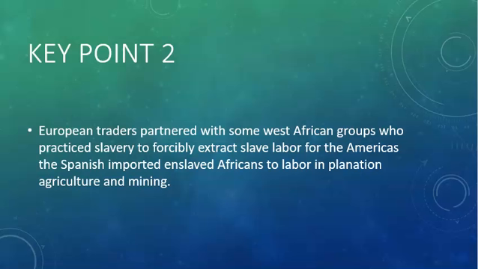Let's go on to key point 2. All right, European traders partnered with some West African groups who practiced slavery to forcibly extract slave labor for the Americas. The Spanish imported enslaved Africans to labor in plantation agriculture and mining. Plantations, I should say, plantations.